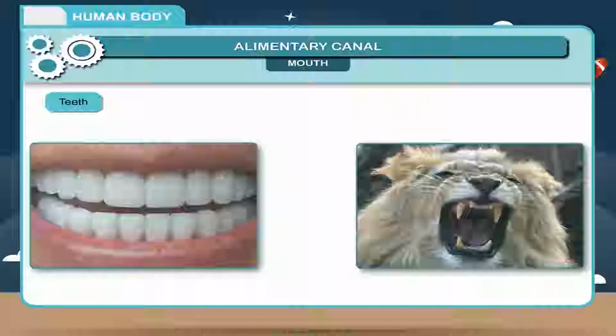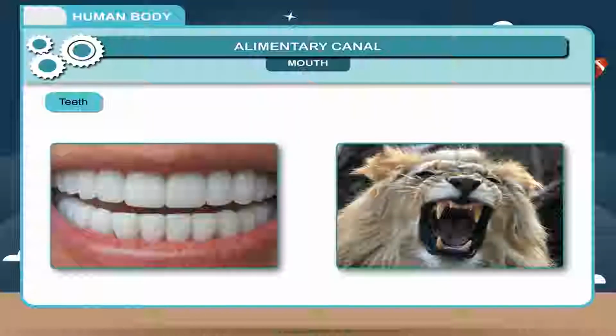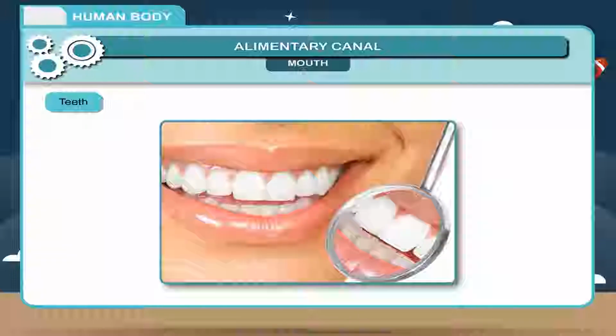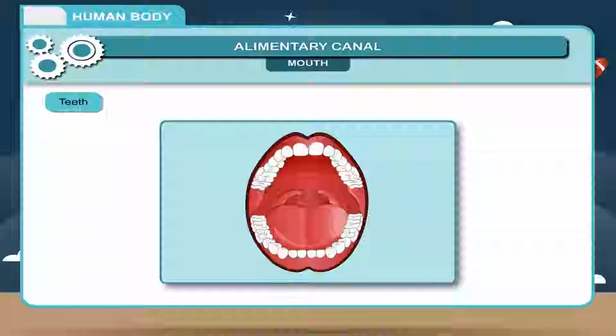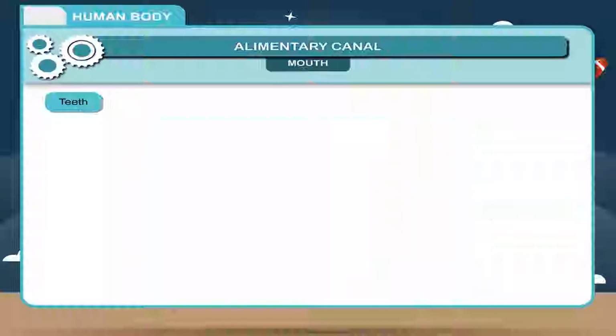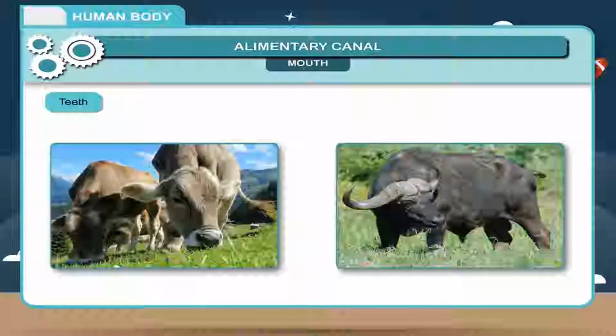Teeth. Teeth are the hard structures in the mouth of humans and animals. Their main function is to chew the food. When you see your teeth in the mirror, you will find that all the teeth are not alike and serve different functions. Organisms having different kinds of teeth are called heterodonts. When all the teeth are alike, such organisms are called homodonts, mainly animals.